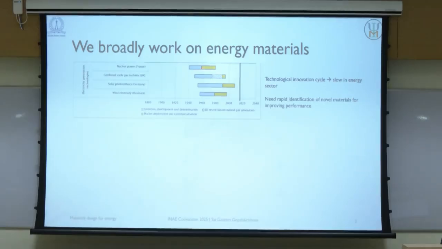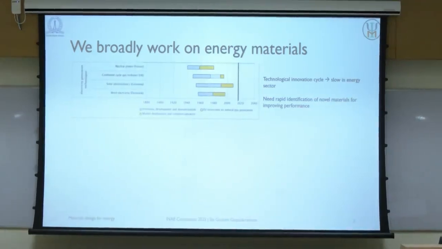Right? So the blue bars basically show how much time is spent in invention, and the yellow bar tells you how much time you spend in deployment. We spend a lot of time developing new technologies, and the innovation is particularly slow in the energy sector, right? Be it energy generation, energy storage, or energy harvesting. And this is where we need rapid identification of new materials or optimization of existing materials, so that we can actually improve the performance of such applications.